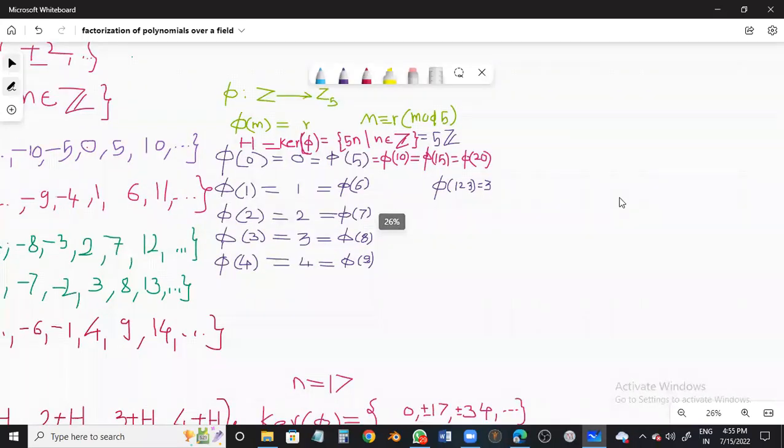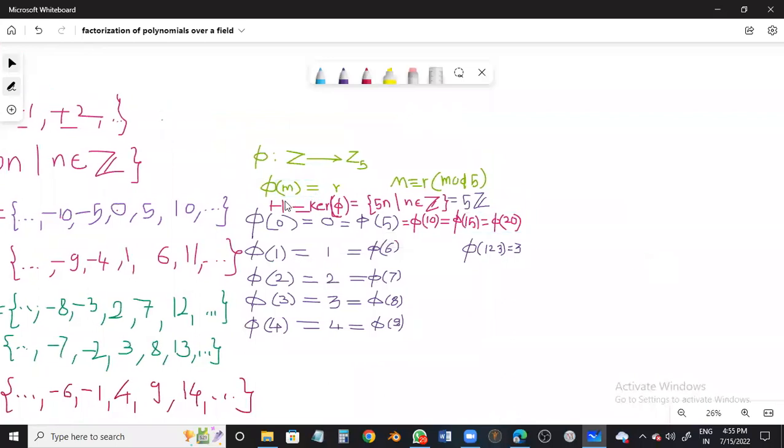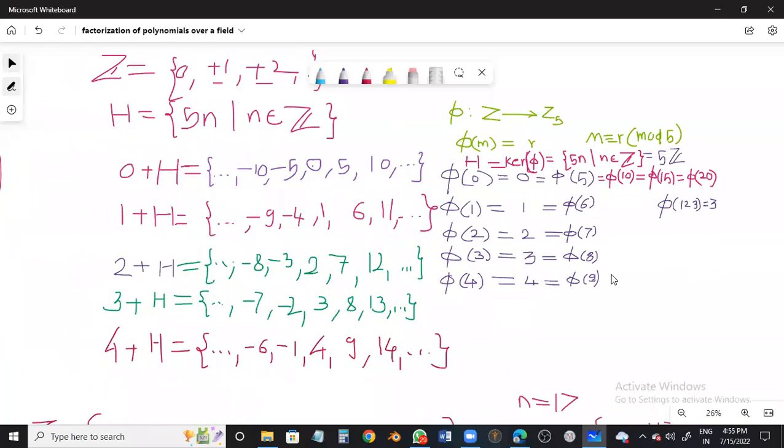Now, we are talking about the set H, that is the kernel of phi. What will be the kernel of phi? You are watching here. The kernel of phi is nothing but the set of all 5n. Multiples of 5 leave remainder 0. That is why H is nothing but the set 5n.